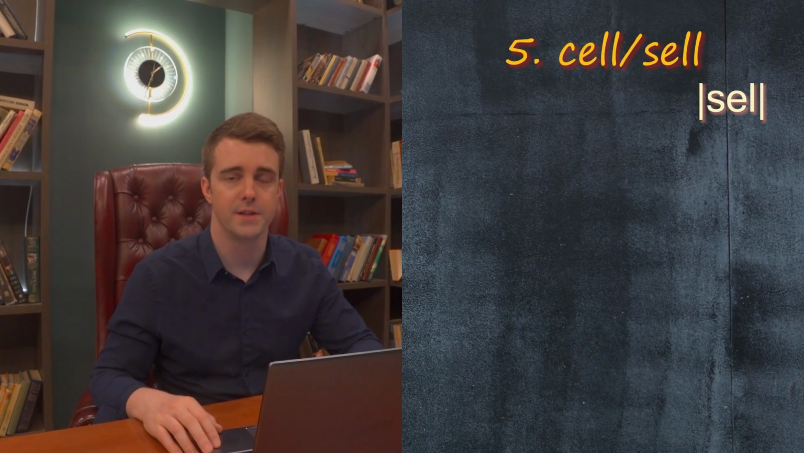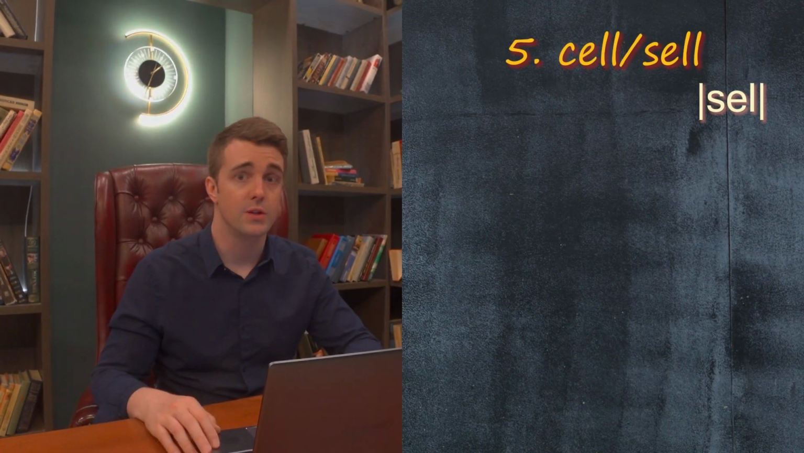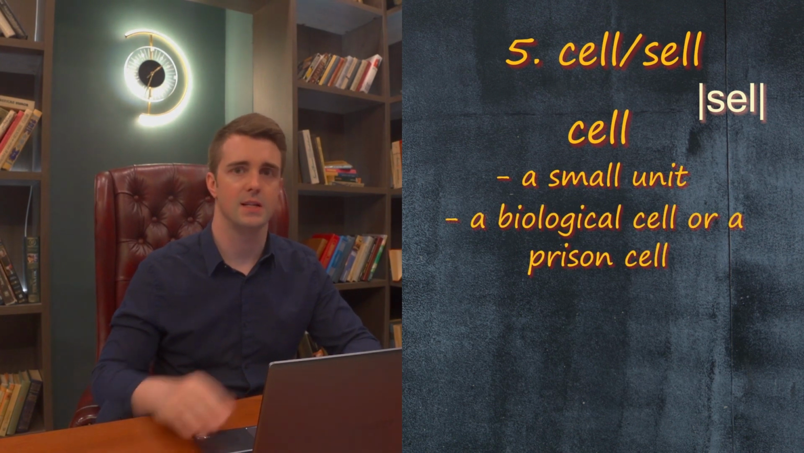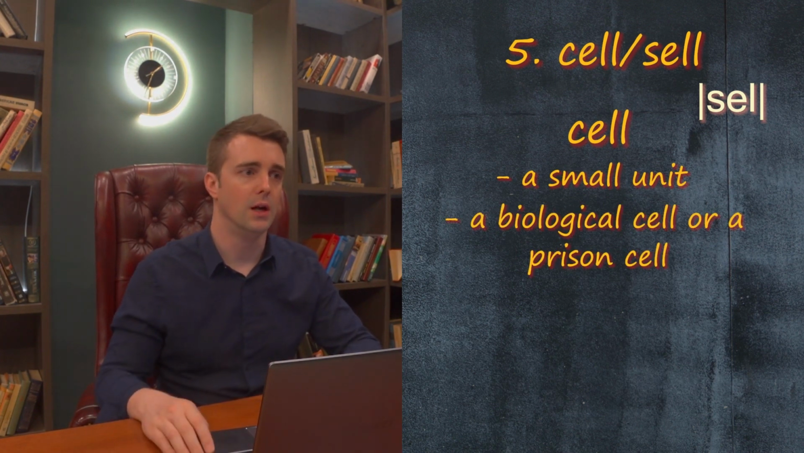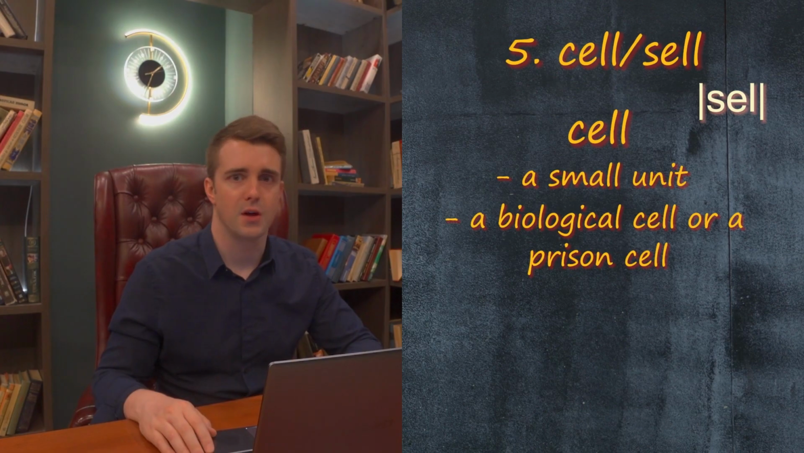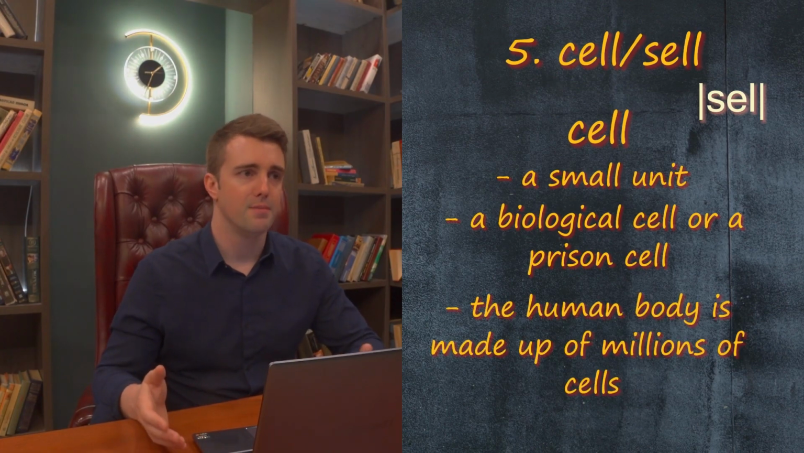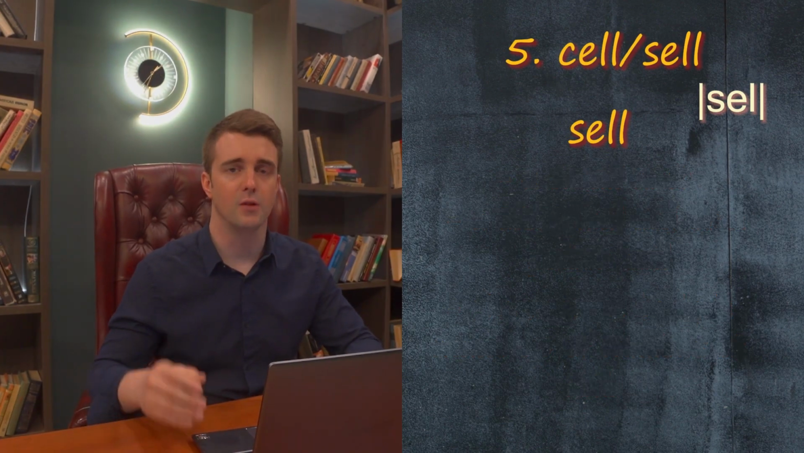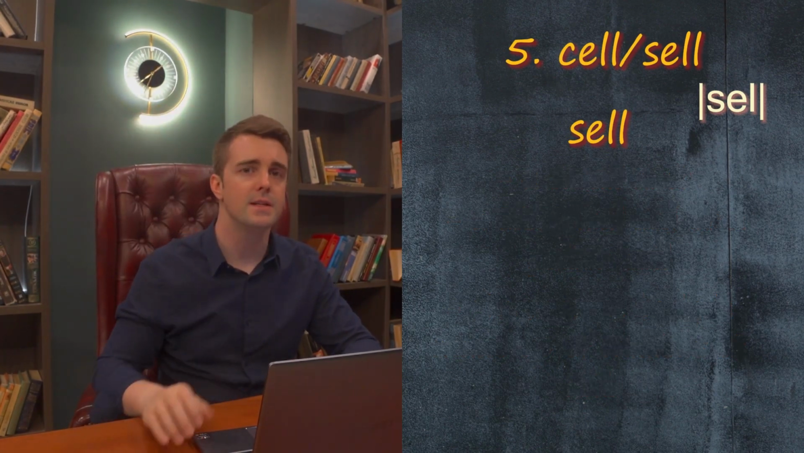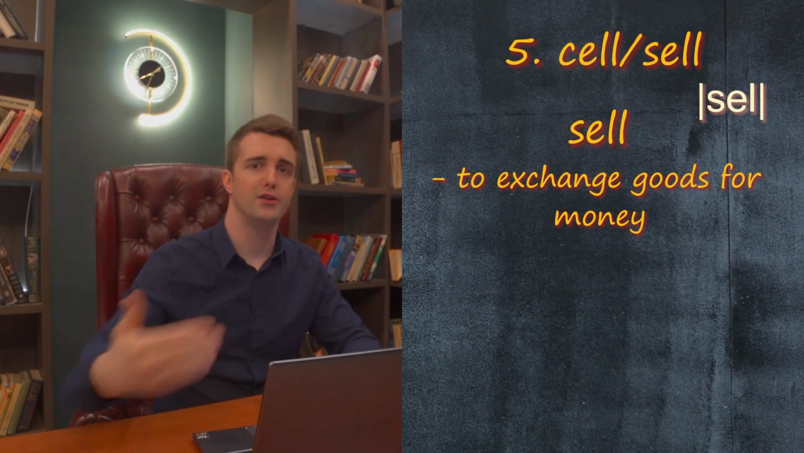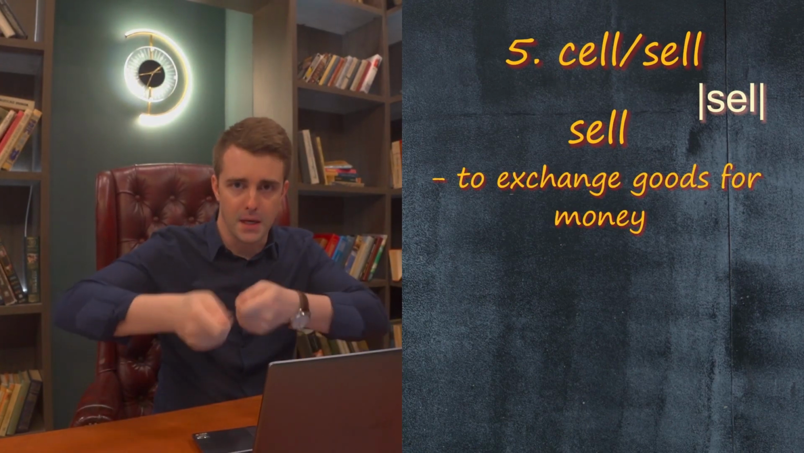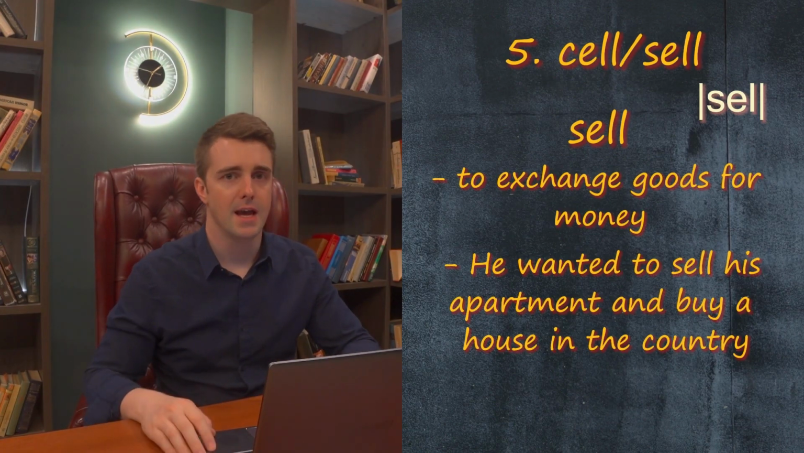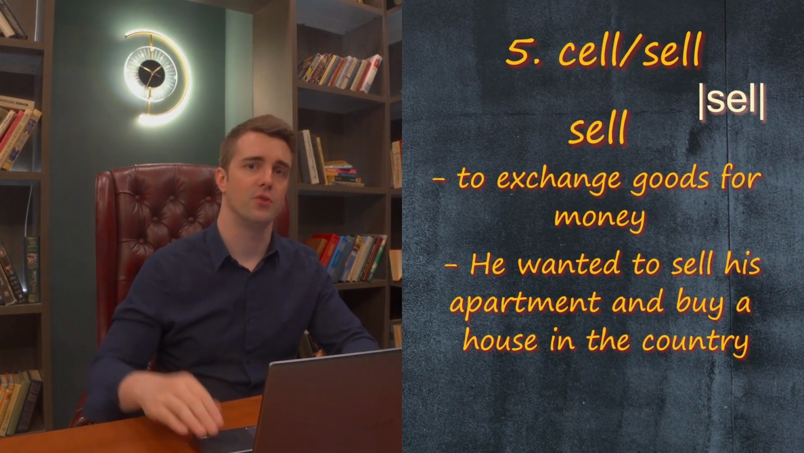Now let's look at the words cell and sell. So cell with a curly C is a small unit, such as a biological cell or a prison cell. For example, the human body is made up of millions of cells. Whereas sell with a snake S means to exchange goods for money. For example, he wanted to sell his apartment and buy a house in the country.